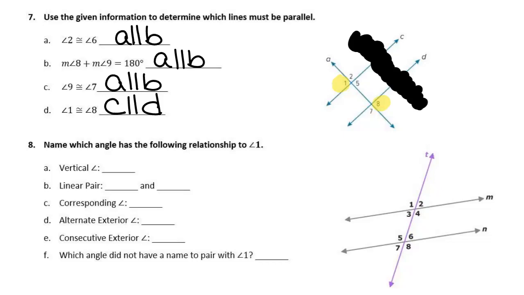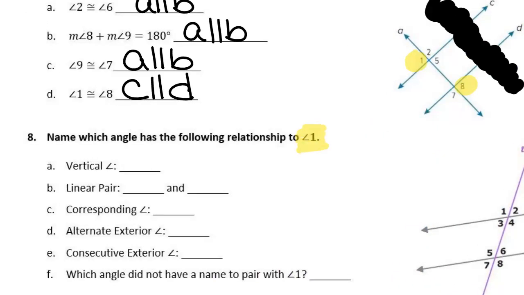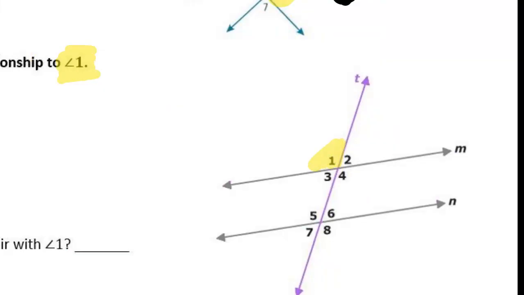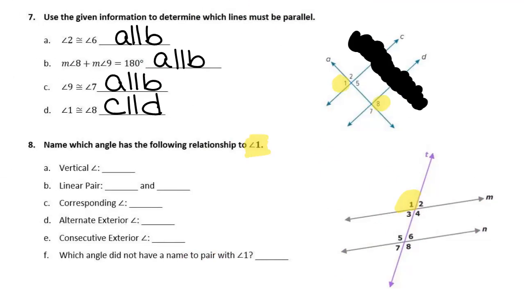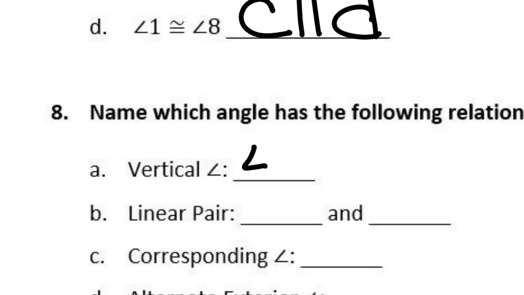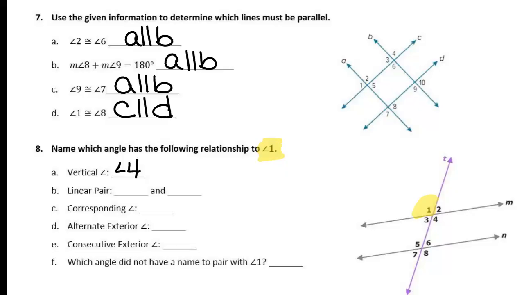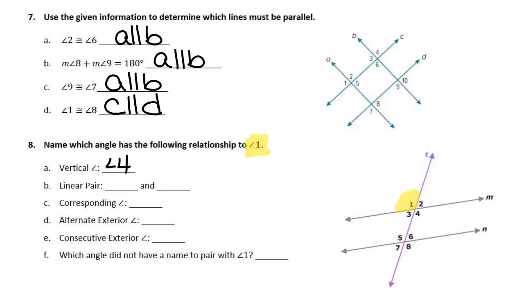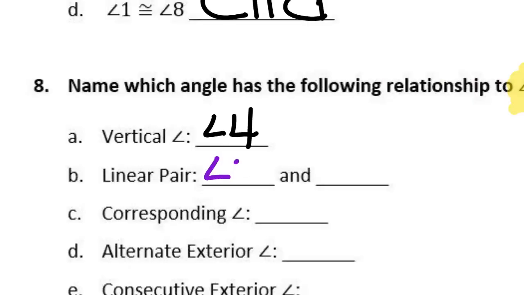Number 8 sounds perfect. All right, so all of these are done in relation to angle 1. So everything is being done in relation to angle 1. Which angle is a vertical angle with angle 1? 4. There are 2 answers for this next one. Which 2 angles form linear pairs with angle 1? Angle 2, but not angle 4. Angle 4 is a vertical angle. Angle 2 and angle 3, yes.